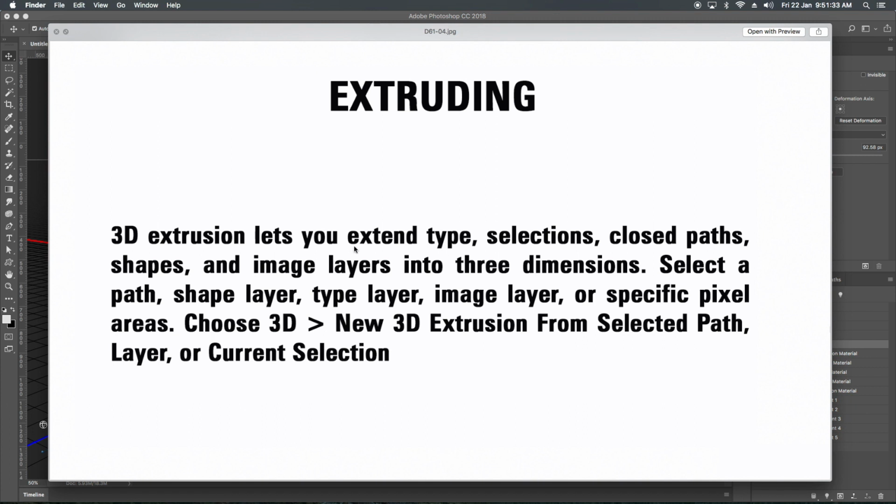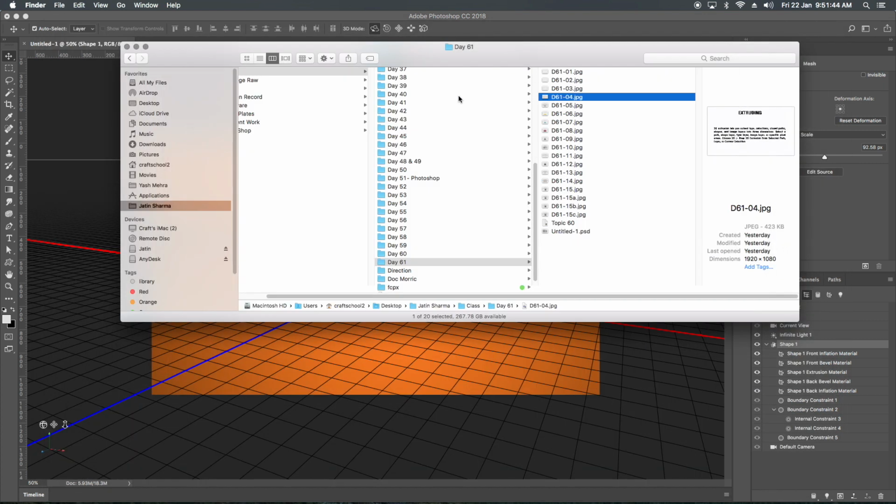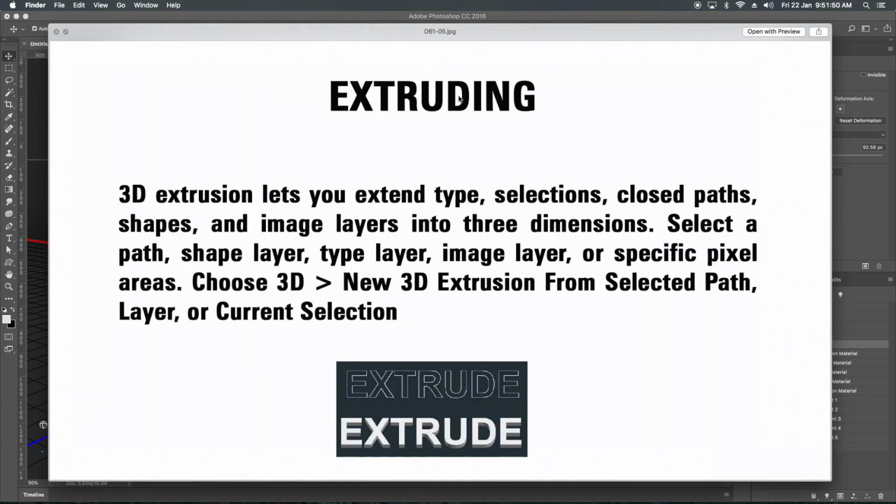We can even create layers with shapes, text and all. What we have to do is extrude them so that they convert to 3D. So how is extruding different? How does extruding look?